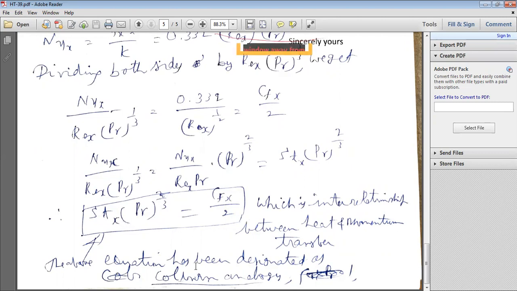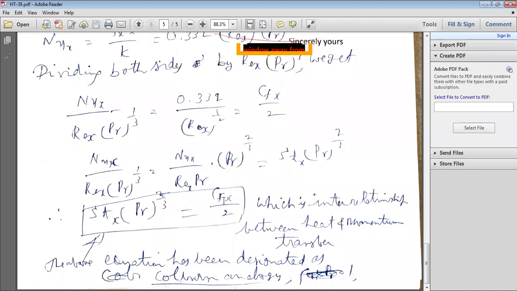That's why finally, what is Colburn analogy? Stanton number into Prandtl number to the power 2 by 3 is equal to CFX by 2, where ST is the Stanton number. How do you calculate Stanton number? Nusselt number divided by Reynolds number into Prandtl number. Into Prandtl number to the power 2 by 3 is equal to CFX by 2. This equation has been designated as Colburn analogy. Okay? So when Prandtl number is equal to 1, both are equal. Reynolds analogy is equal to Colburn analogy.